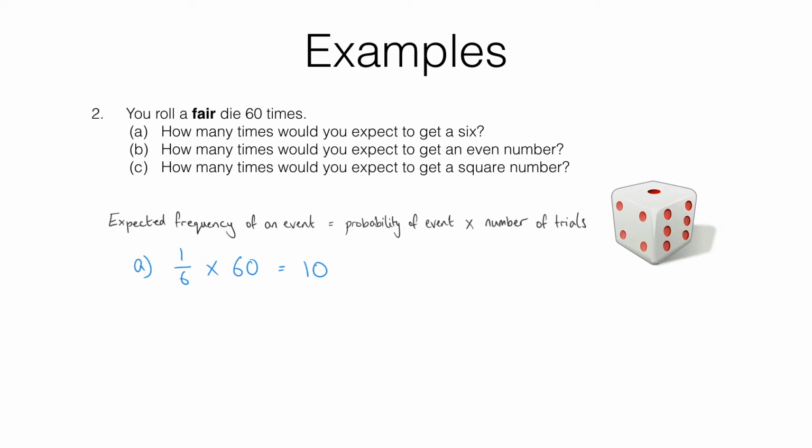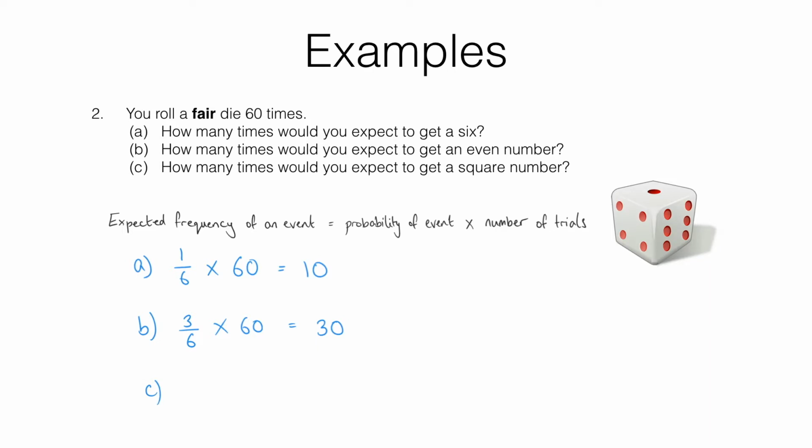In part B, we're being asked, how many times would you expect to get an even number? Now, there are 3 even numbers on a die, 2, 4 and 6, out of 6 possibilities. So the probability of getting an even number is 3/6. You could simplify that to 1/2 if you like. We want to find 3/6 of 60. The 3/6 is the probability of the event getting an even number, and 60 is the number of trials. So 3/6 of 60, or 3/6 times 60, is 30, which makes sense. Remember, 3/6 is just 1/2, and we would expect to get an even number half the time.